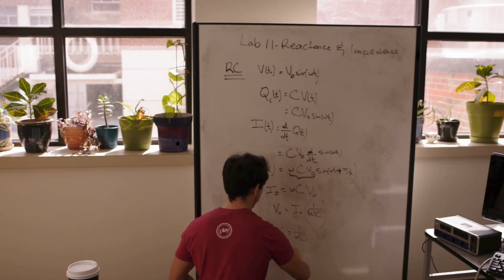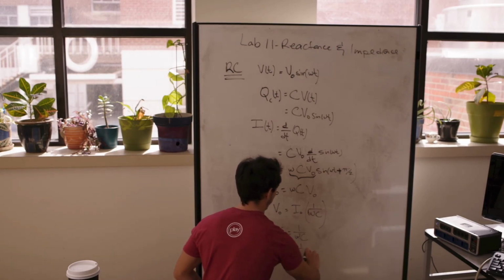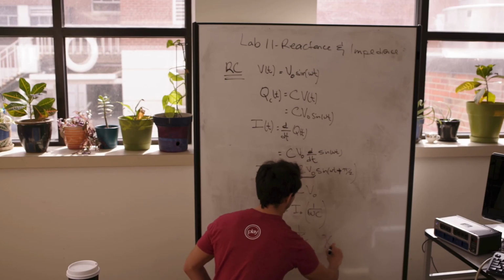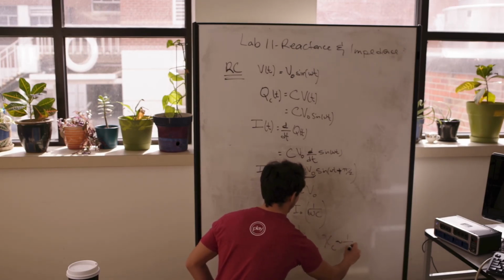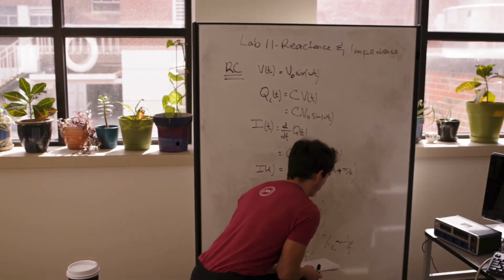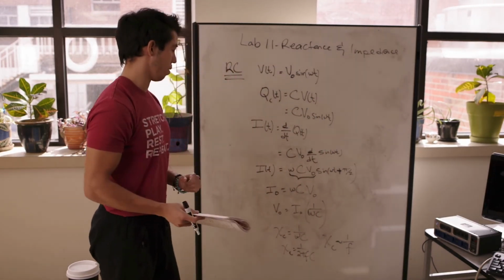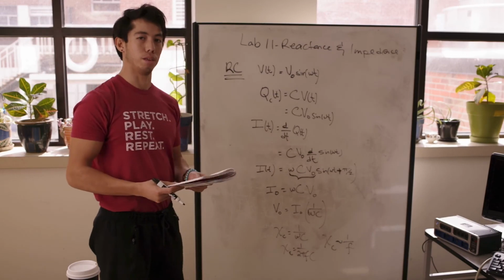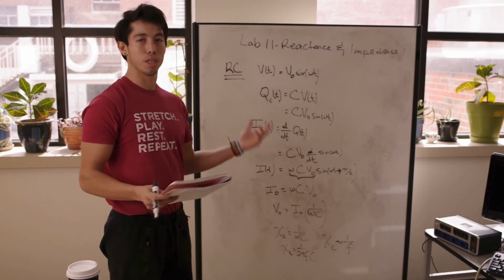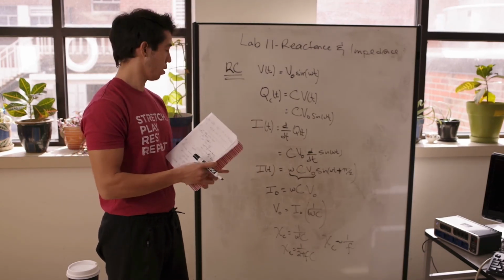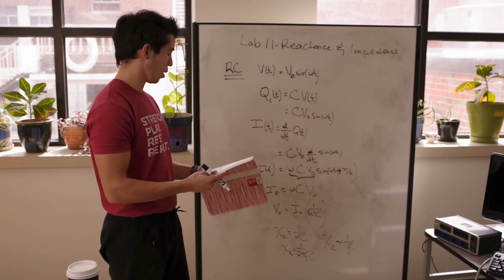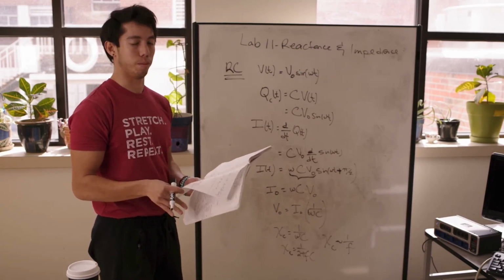And again, chi sub C is equal to 1 over 2 pi f C, which tells us that chi C, or the capacitive reactance, is proportional to the inverse of frequency. That tells us that if frequency increases, the capacitive reactance should go down, which is the opposite of what we found for the inductors. So again, you'll be confirming that inverse relationship experimentally.